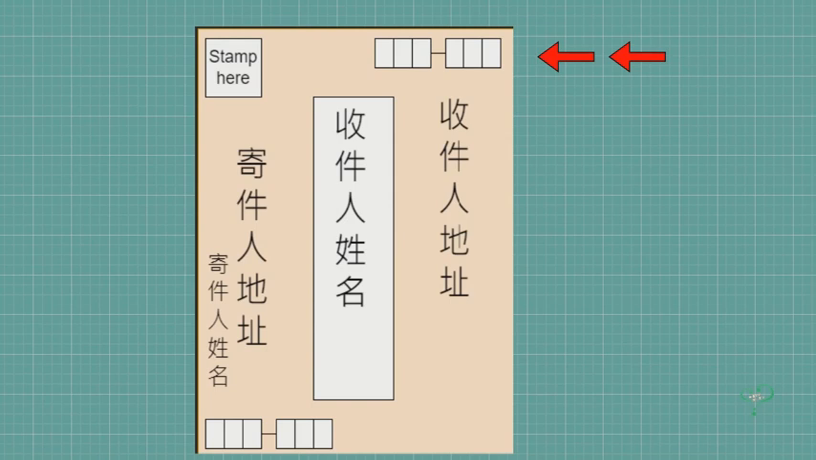Next one is envelope. I know we do not write letters much these days, but sometimes we still need to send a parcel or a package, right? So let's have a look at a vertical writing envelope. Don't forget, vertical writing is from right to left.